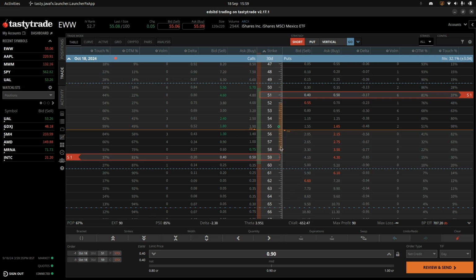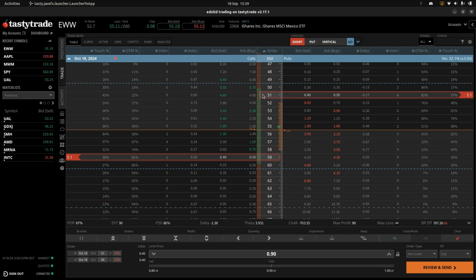This orange bar here is the expected move of the underlying over the next 30 days. And as we can see, we'd be looking to sell our contracts further out beyond the orange bar, and that's reflected in our very high probability of profit.